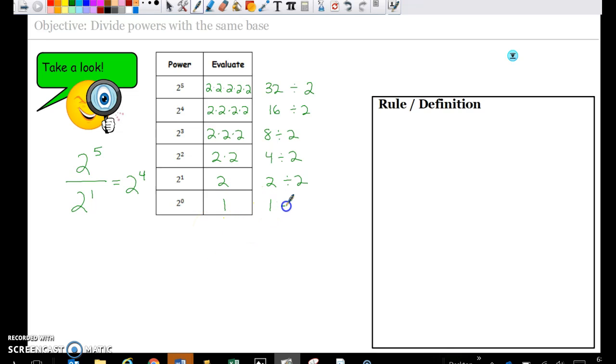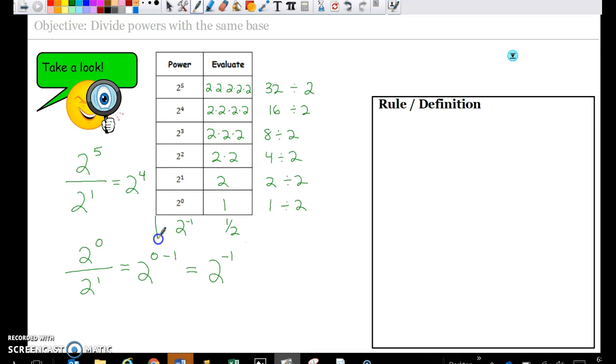But what happens if I continue to do the division? If I have 2 to the 0 divided again by 2 to the 1st, the subtraction rule would state that I'd have 2 raised to the 0 minus 1, which gets me 2 to the negative 1. But what does that evaluate to be? What is the value of that exponent and that base? 2 raised to the negative 1 is 1 divided by 2, which is 1/2.